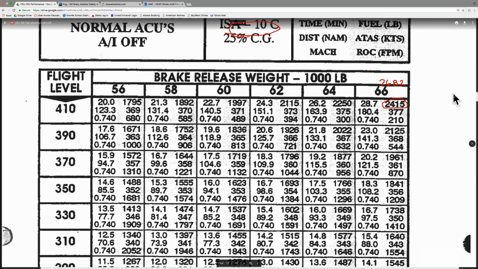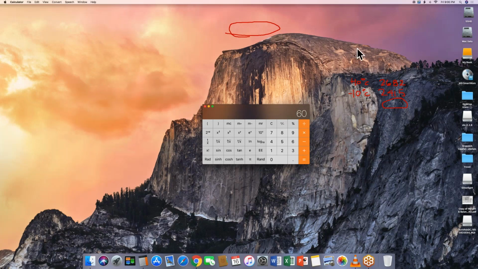So at positive 10 degrees, ISA plus 10 degrees, ISA minus 10 degrees is 2415. Now I'm going to take it over and we're going to find out the difference that just 20 degrees of temperature swing makes, basically from forgetting or not getting the correct sign in front of our ISA deviation.